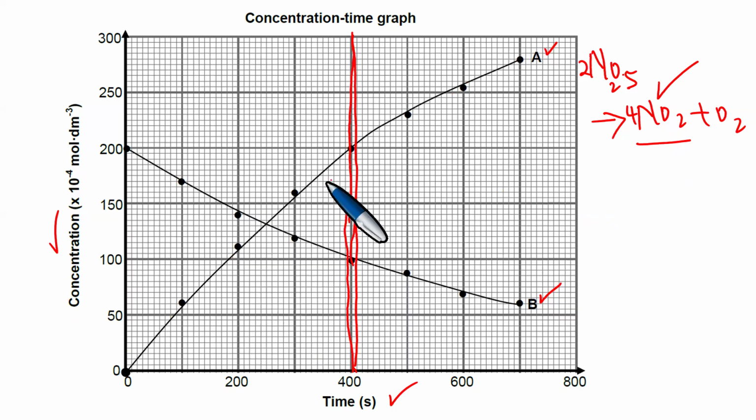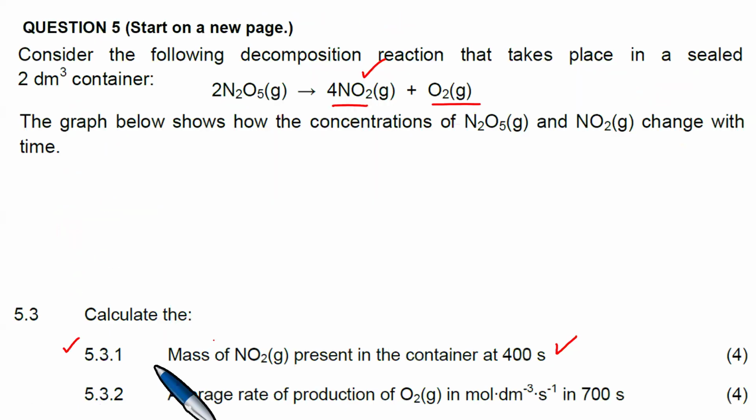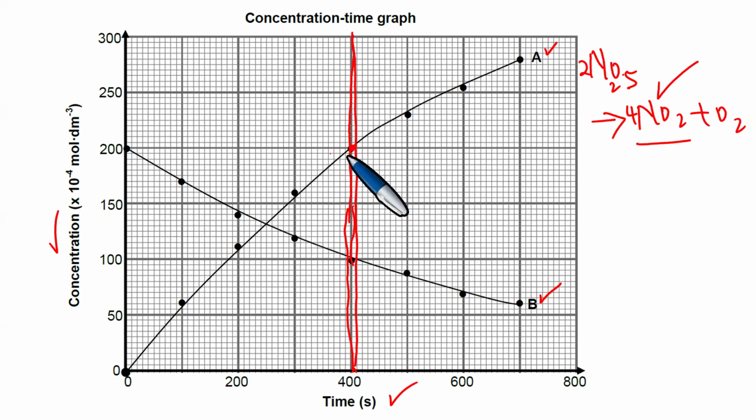But now let's look at 400 seconds. We need to calculate the concentration, or rather the mass of NO2 present. What do we have? What is the concentration at 400 seconds? Time is in seconds. At 400 seconds, we go to the graph of NO2 gas, and we see 200 times 10 to the power minus 4 moles per cubic decimeter.